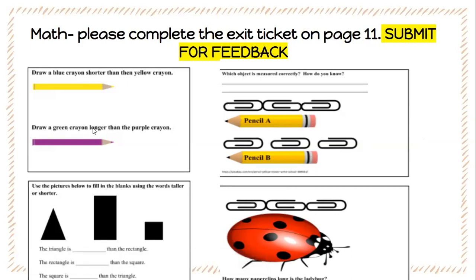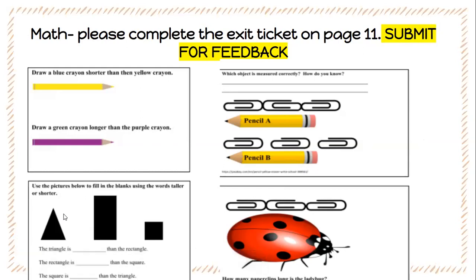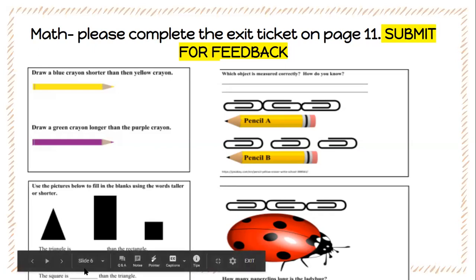Draw a green crayon longer than the purple crayon. This one says use the pictures below to fill in the blanks using the words taller or shorter. The triangle is blank than the rectangle. Is it taller or is it shorter? The rectangle is blank than the square. Is it taller or shorter? And the square is blank than the triangle, taller or shorter.